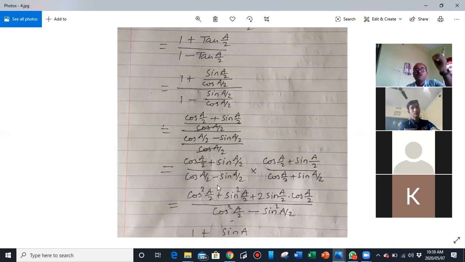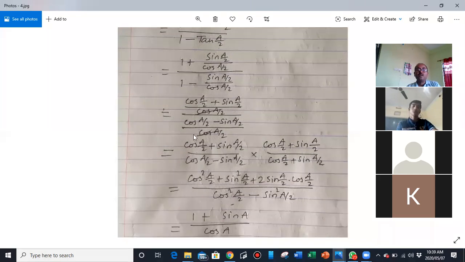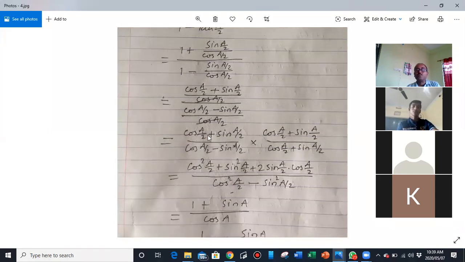Here, because you know in the beginning RHS has one a, you have a by 2 everywhere. So to convert a by 2 into a, we apply this trick. Multiply both in numerator and denominator by cos a by 2 plus sin a by 2. So numerator a plus b into a plus b is a plus b whole square. So a square plus b square plus 2ab. Simple. Denominator a minus b into a plus b is a square minus b square. We apply technique of algebra.